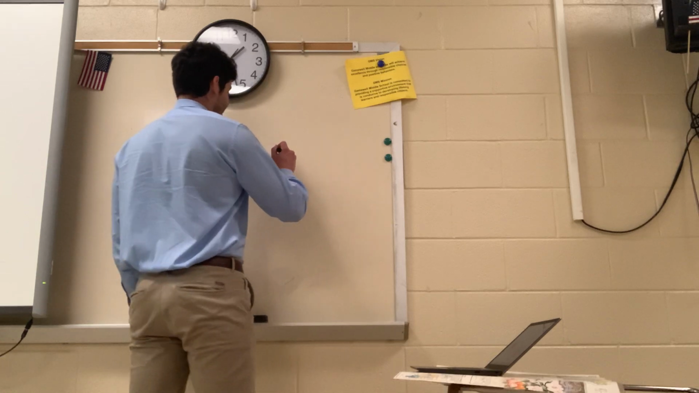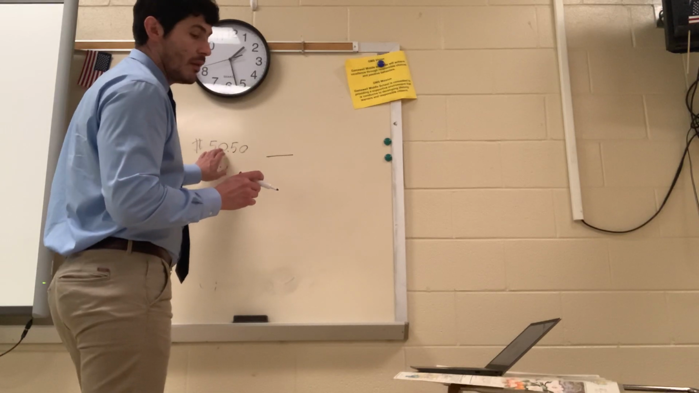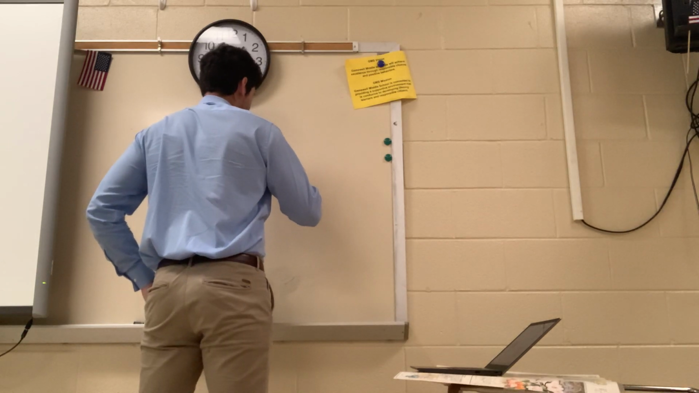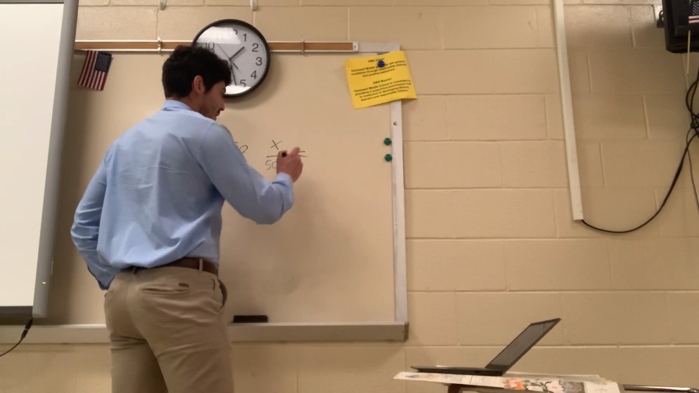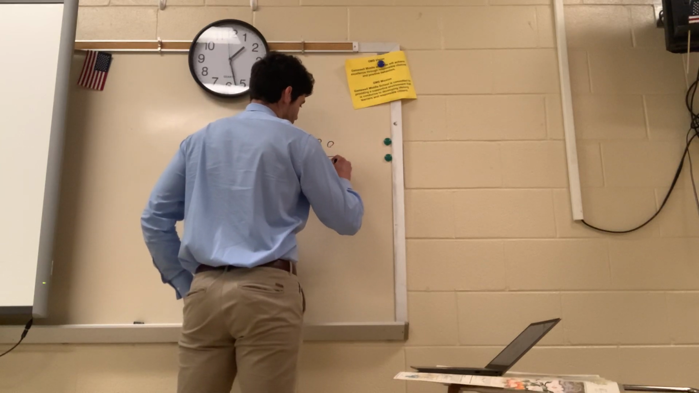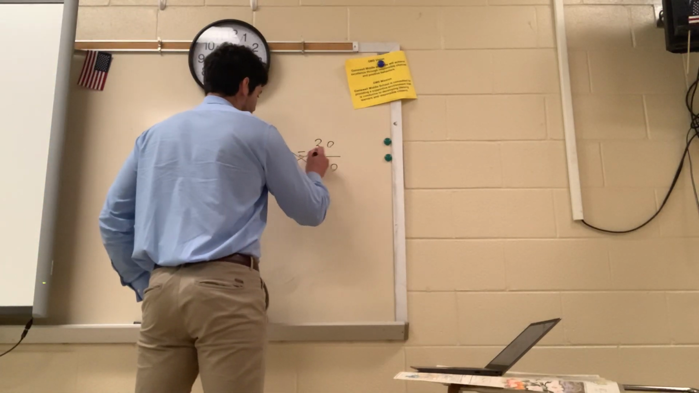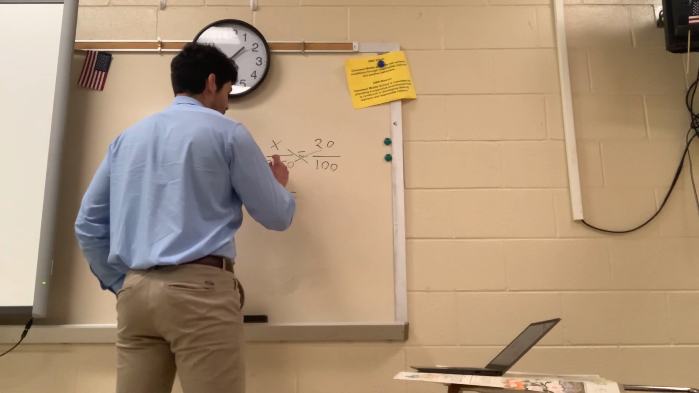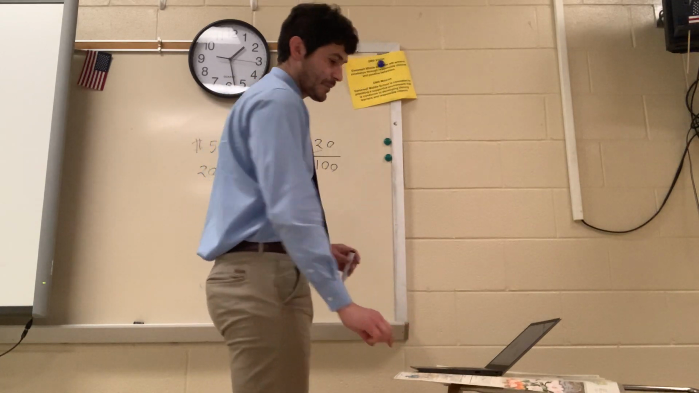So here I have the total money that he spent for lunch, and that's $50.50. There's a tab. X goes on top because I don't know what that quantity is. On this side we have 20, which is the part, and 100, which is the whole, because percents are always out of 100. At this point I need to cross multiply. 100 times X is 100 X, and 50.5 times 20.